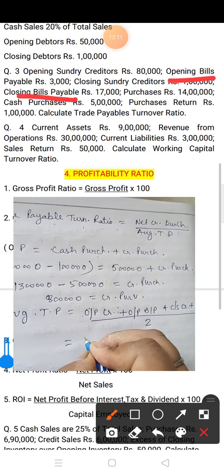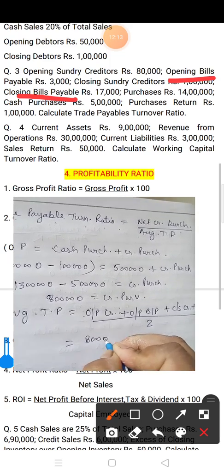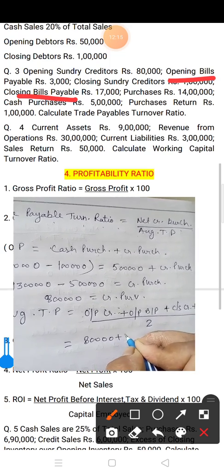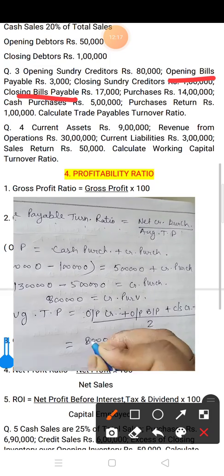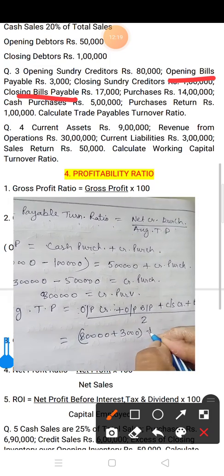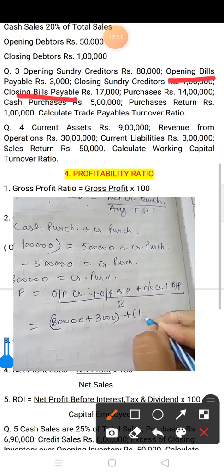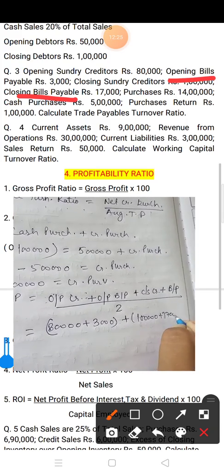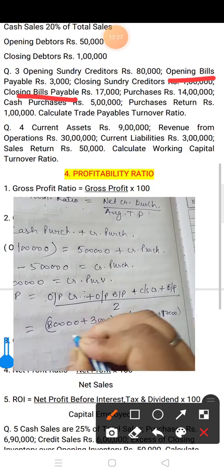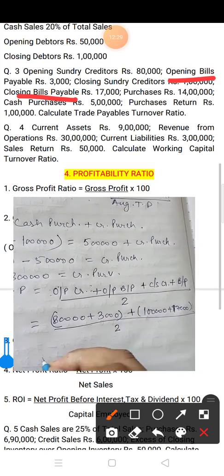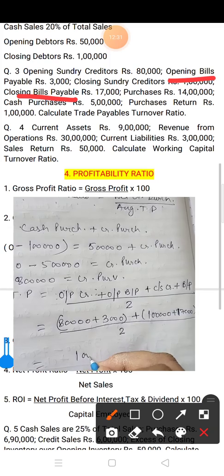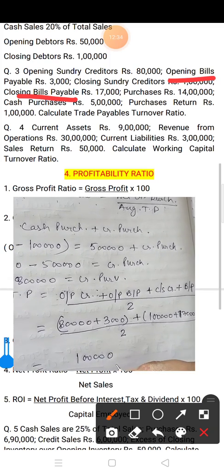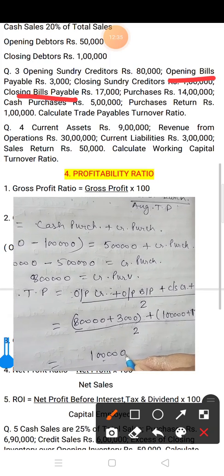Now opening creditor value is 80,000 and opening bills payable is 3,000. This is the opening value. Now closing value is 1 lakh plus 17,000. This is the closing value. Divide by 2. It is equal to 1 lakh. When you add, the answer is 1 lakh.